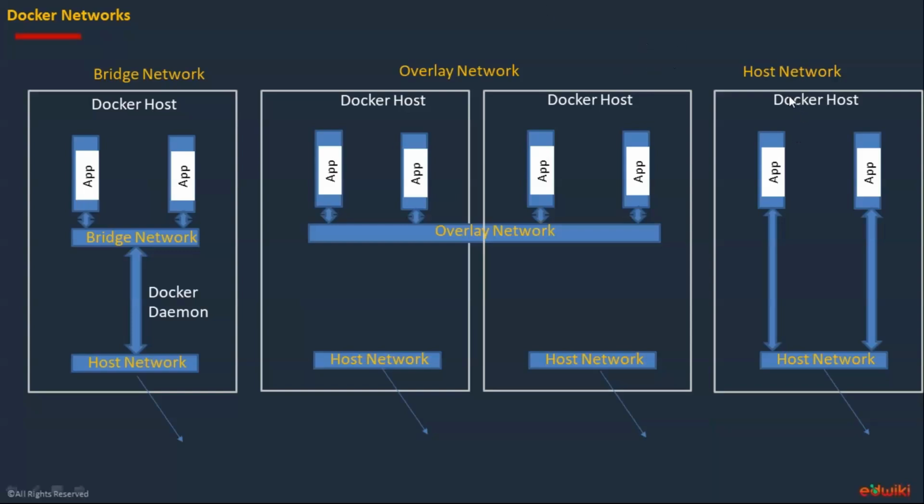Right, and in the host network you will not be using any kind of bridging. The container will be accessible as it is directly from your EC2 instance, that means from your host machine itself. That is what it is. So your container name should be resolved directly from your host machine itself. Your Docker engine will be facilitating that kind of network access for you.